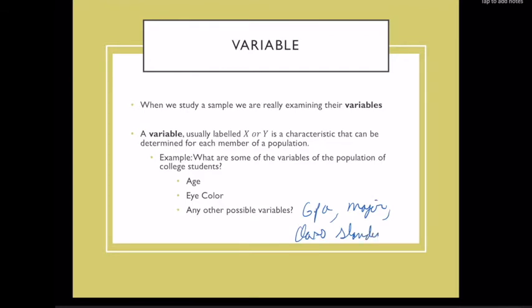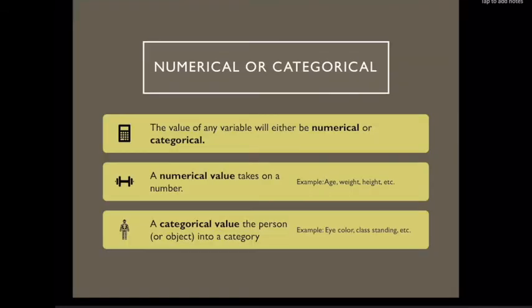Now when we collect data, there are two different types of data, okay? The types of data are numerical or categorical, right? Numerical data takes on a number. For example, height. I am 5'4". Weight, not telling. Age, also not telling. But you see that those take on a numerical value, right?